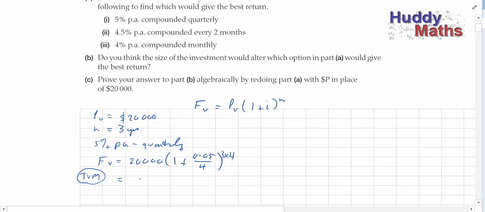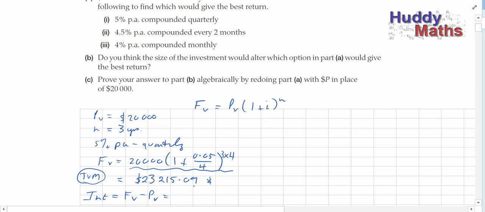And the answer we get here is 23,215.09. Just notice you should be able to enter all that with the correct bracketing straight on the calculator. So that's not the answer though, because we want the interest. The interest is the future value minus the present value.